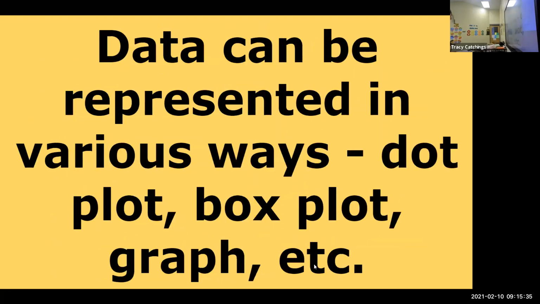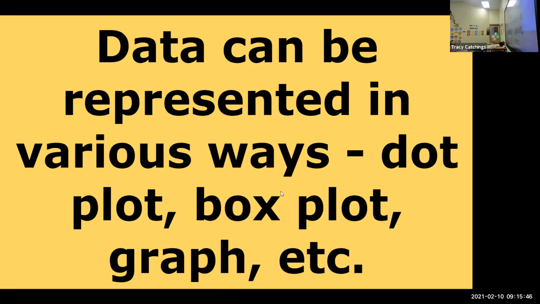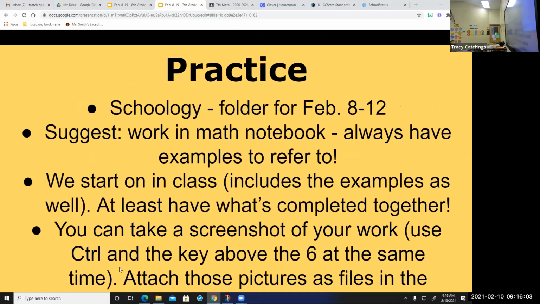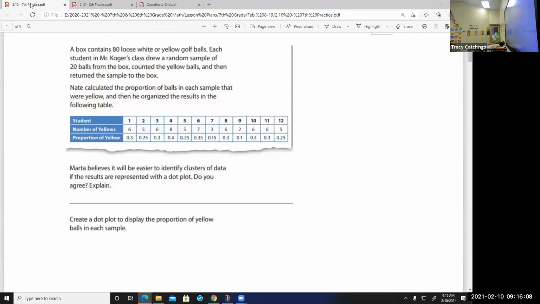All right. Someone read that to us. Data can be represented in various ways: dot plot, box plot, graph, and etc. Good job. So beginning in 5th and 6th grade, you began looking at data mostly with box plots. And then last year, 5th grade, you looked at some dot plots. 6th grade, you began looking at box plots. And if you're confused about what they are, of course, we're going to look at them. Our practice is in its normal place.